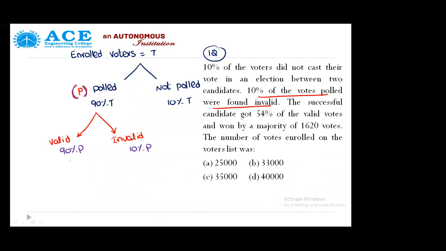Now again, valid is divided into two. Okay, valid. There are two candidates, right? Two candidates is there, like A and B. Among two candidates, valid considered as V. V is the total valid votes. 54% of valid votes is A got and 46% of valid votes is what B got. 54 is A, 46 is B.